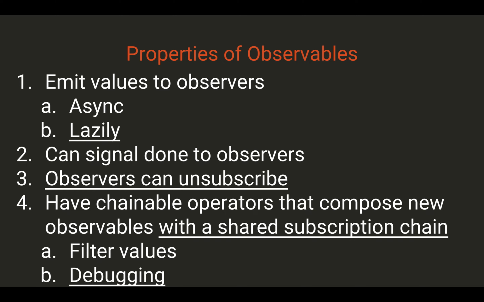So we know a little bit more about observables now. We knew that they emit values asynchronously, but we now know that they do so lazily, meaning they will wait until there's a subscriber before they start emitting values. We know that the observers can unsubscribe, and we know that when you chain these operators to compose new observables, they will share a subscription chain, and that's sort of the mechanics of how they lazily emit values to the observers. And we've seen that there's an additional operator. We saw take, and now we've seen do, and that one's kind of used for debugging and sort of inspecting where we're at with our stream of values.